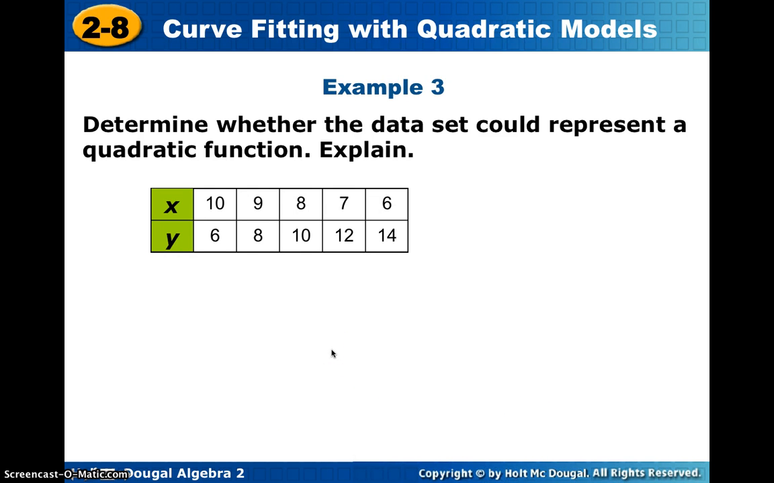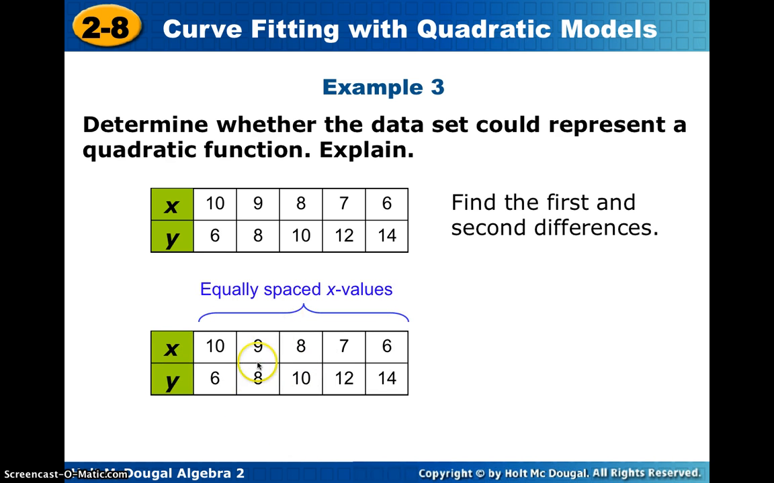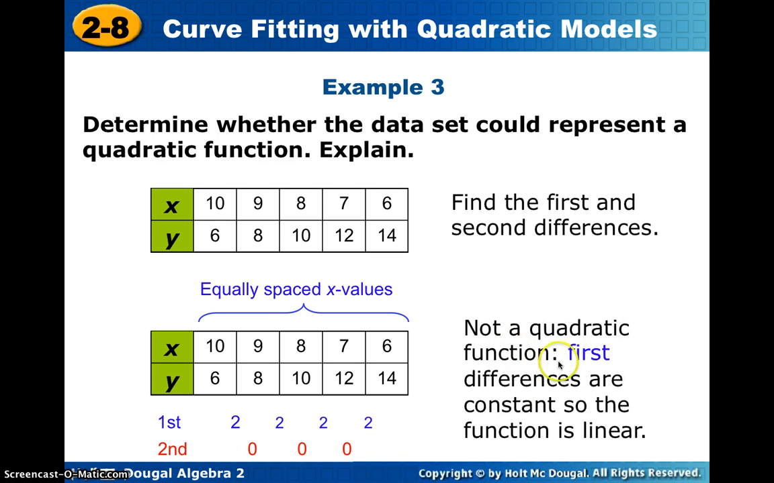Okay, one more of these. Let's look at this one and find the first and second differences. It looks like the x values are each going down by 1. Well, when I subtract to get my first differences, I've already got a number that's the same. Since my first differences are giving me the same number each time, the function is going to be linear. My second differences would just be 0. So the function is not quadratic. The first differences are constant, so the function is linear.